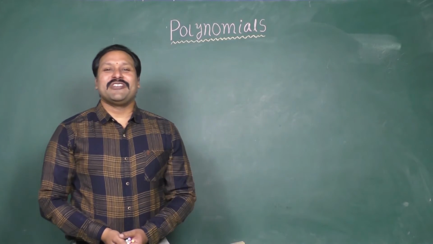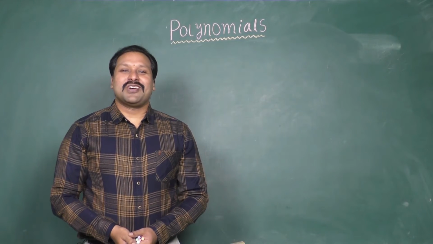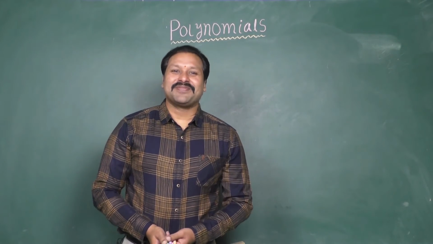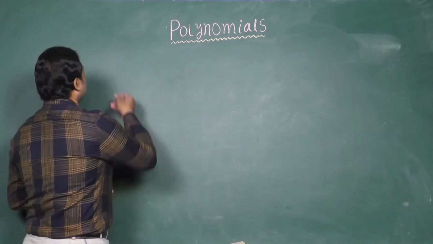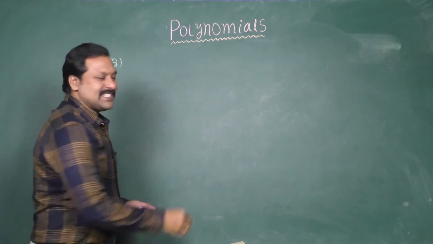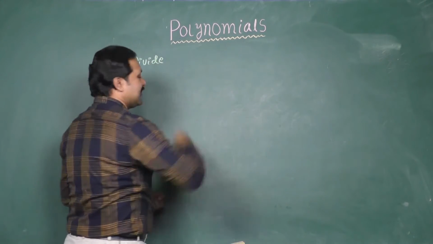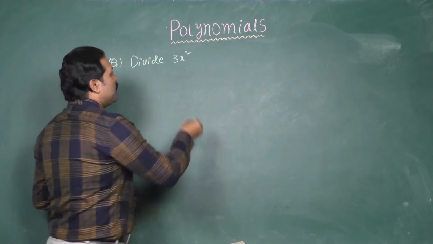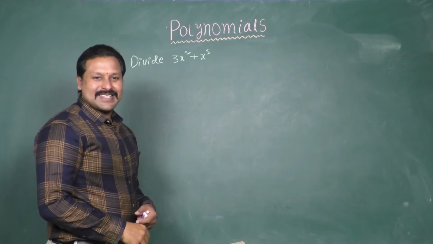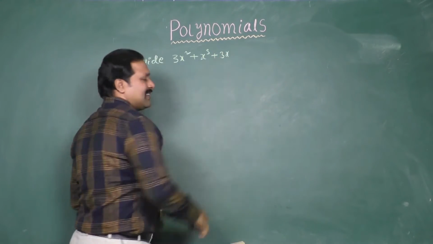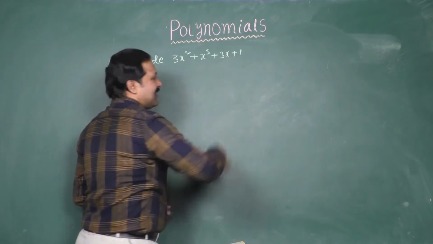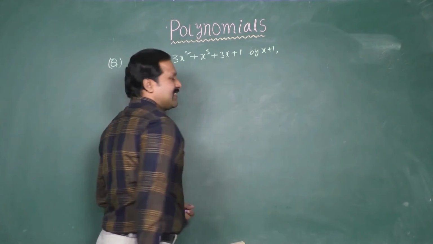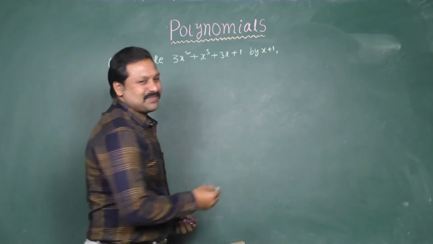Hello students, today we are going to discuss how to solve division problems by using the remainder theorem. The question is, divide 3x square plus x cube plus 3x plus 1 by x plus 1 using remainder theorem.